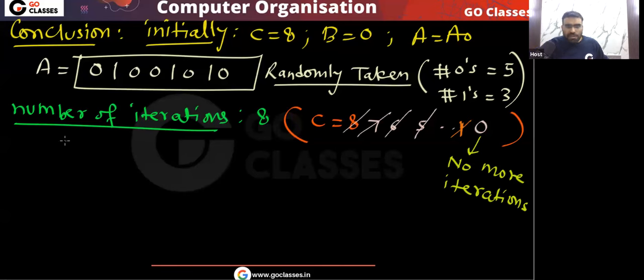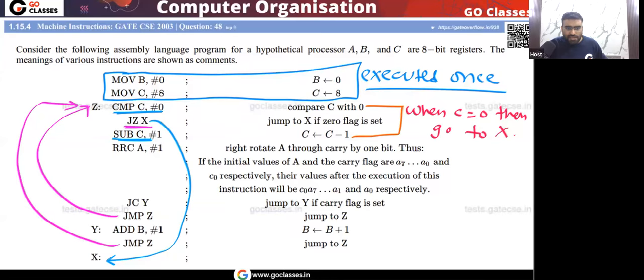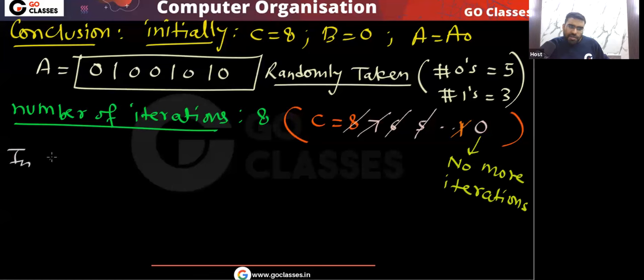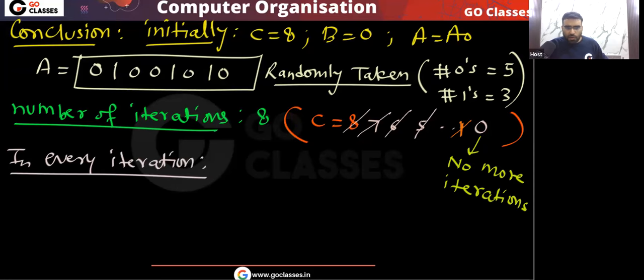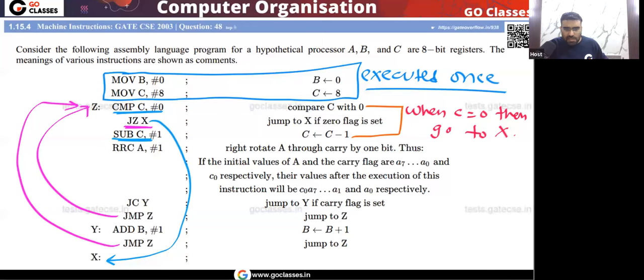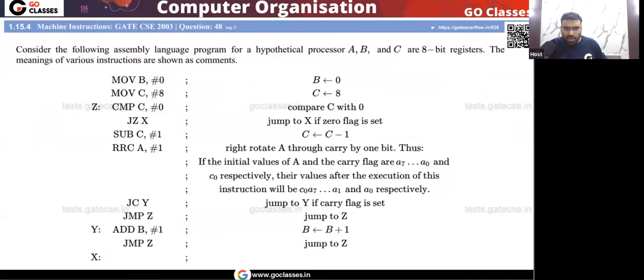Very simple. Now let's see what is happening in every iteration. Now let me write what is happening in every iteration. Is this clear? I am focusing on every iteration. Now focus on this program for every iteration. This is the area that is executed in every iteration. In every iteration, you are doing this.